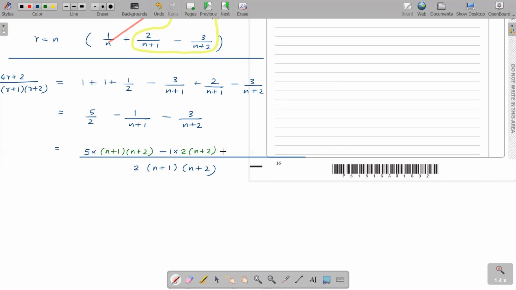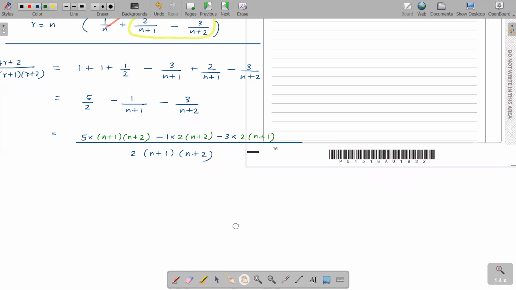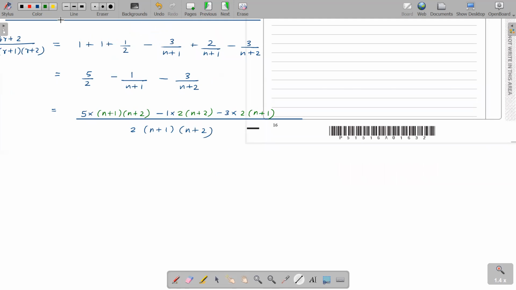Then here we have minus 3. And what is the denominator? What does it lack? So n plus 2 is there. It lacks the 2 and n plus 1. So you multiply with 2 times n plus 1. This is clear? So now it's time to simplify and get the show that. You can see I have already got the denominator in that particular show that. So expand the bracket. So my numerator is going to be 5 times, expand the bracket.